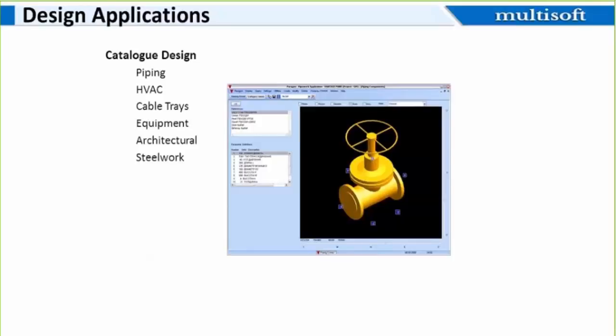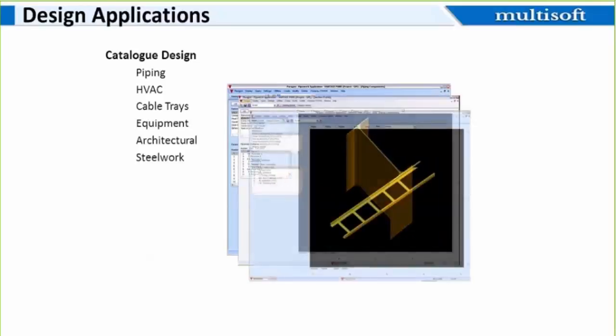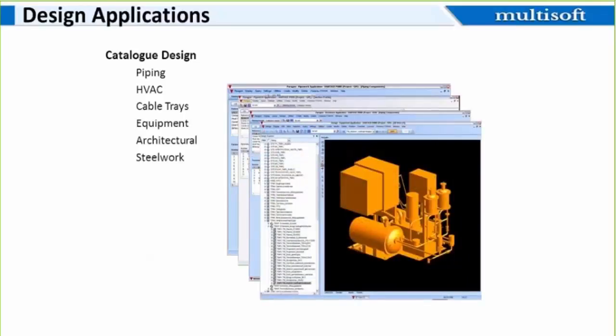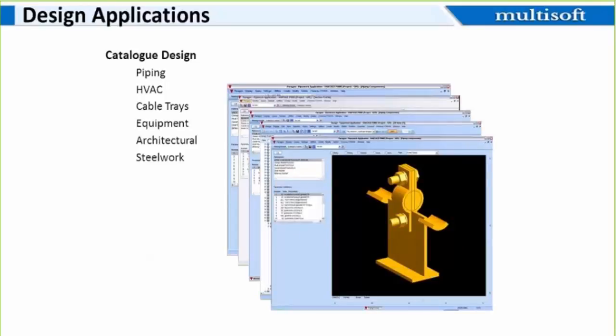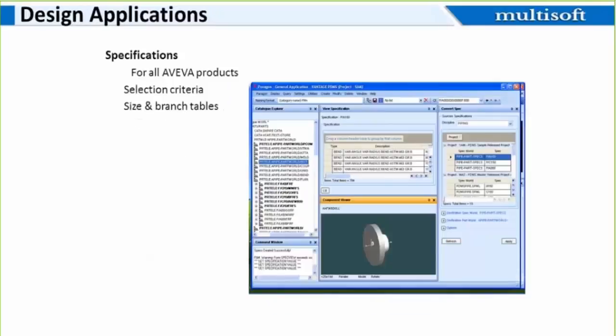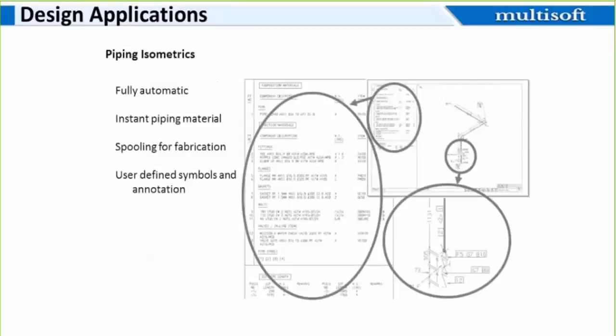This catalog can be defined for piping, for structure, for cable trays, for equipments, like you can create the parametric equipments and all, for piping supports. And then again, all these catalogs need to be referred into a specification for them to be facilitated in design. Now, any item in design from a catalog can be facilitated only by using a specification.